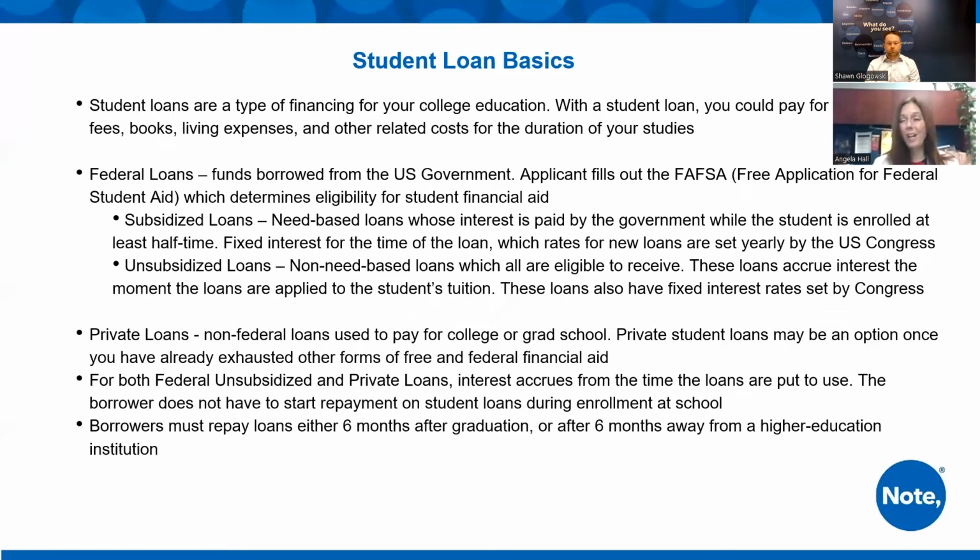Unsubsidized means you're not necessarily in a needing position, which means you might be above a certain income level and your family might be above a certain income level. And these loans can also be used to help pay tuition. They also have a fixed interest rate.